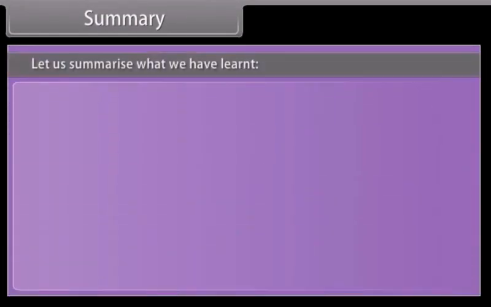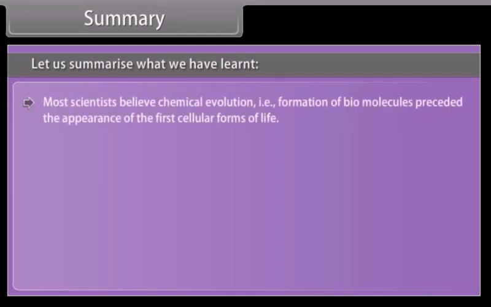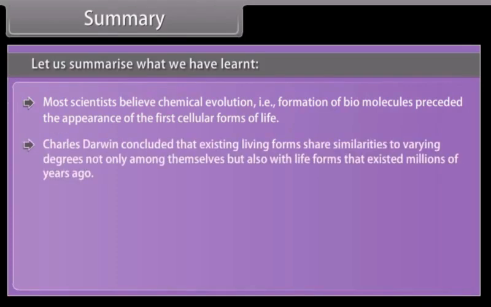Summary. Let us summarize what we have learned. Most scientists believe chemical evolution, that is, formation of biomolecules, preceded the appearance of the first cellular forms of life. Charles Darwin concluded that existing living forms share similarities to varying degrees, not only among themselves, but also with life forms that existed millions of years ago.